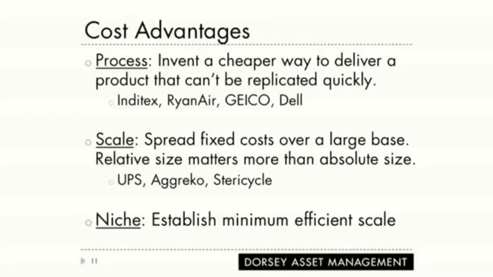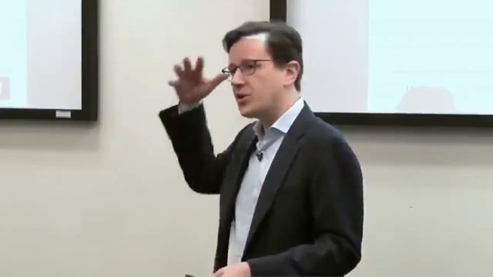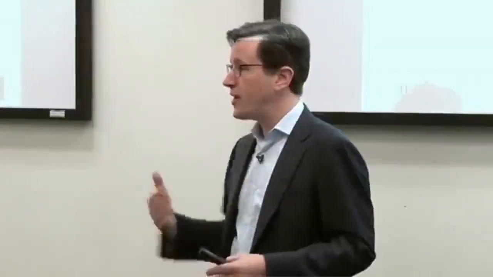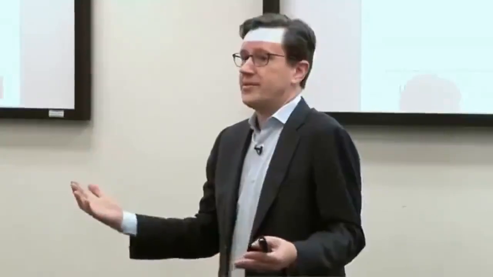But there's a couple of differences here that you should look for when you're looking at companies. A process-based advantage is basically inventing a cheaper way to do something that is hard to replicate quickly. Southwest did this. Dell did this. Ryanair did this. Inditex, which owns the Zara brand, you may be familiar with. Great example. They had the clothes made in Sri Lanka, the clothes made in Bangladesh because it was really cheap. But of course, because of transport links, you have to basically make a fashion bet 6 months in advance.